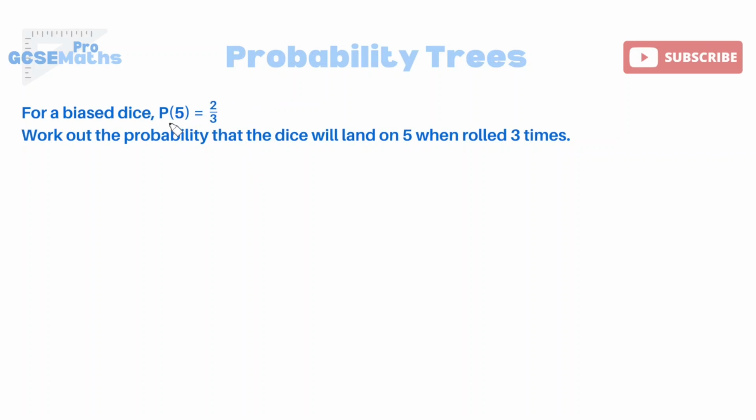First of all, what is that even saying? P represents the word probability, right? So for a biased dice, the probability of getting, and then in the brackets is what you're getting. In the case of a dice, this is effectively saying the probability of landing on 5 is 2/3. Work out the probability that the dice will land on 5 when rolled 3 times. So each time it's landing on 5. How would you work that out?